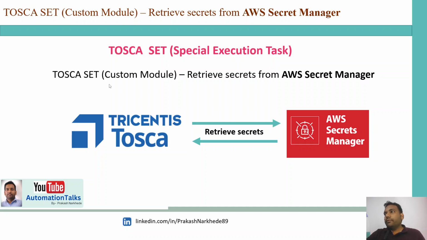Today I'm with one more new video on TOSCA Special Execution Task, where I'm going to talk about retrieving secrets. It can be any kind of secrets, basically what we can store on, say, AWS Secret Manager, or rather it can be any service. What I'm going to talk more about in this video is the approach, and in the next video will be the actual implementation of how we are going to retrieve the credentials or any sort of secrets from AWS Secret Manager.